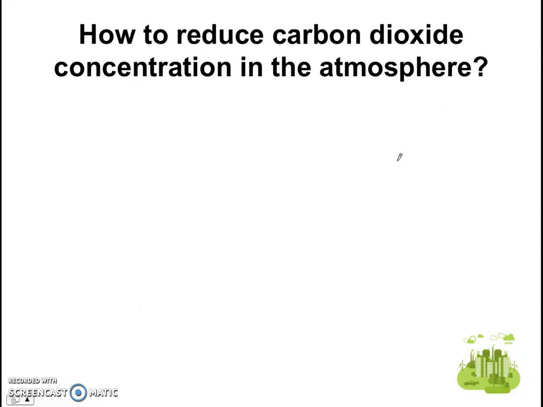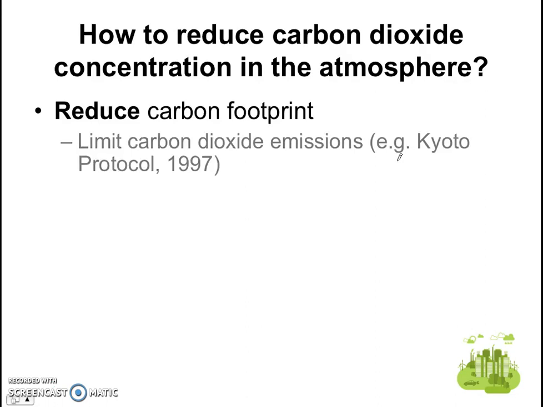So the question is, how then can we reduce carbon dioxide concentration in our atmosphere so that we can prevent further global warming? Well, firstly, we should work on reducing our carbon footprint, changing our human activities, adjusting them so that we don't produce so much carbon dioxide. Right? And you can do this through laws or agreements between countries. Countries can agree to limit their carbon dioxide emissions. Previously, there was a Kyoto Protocol in 1997, and recently there was a Paris Agreement as well.